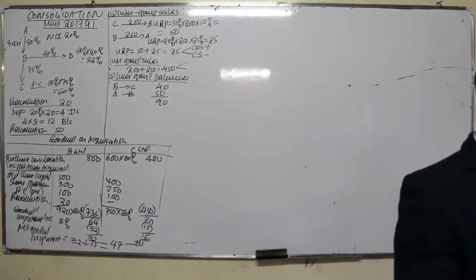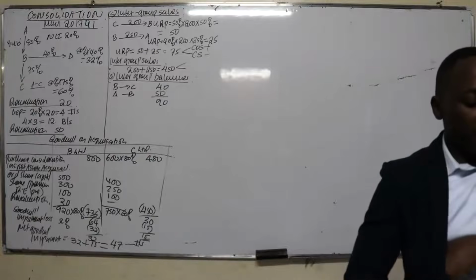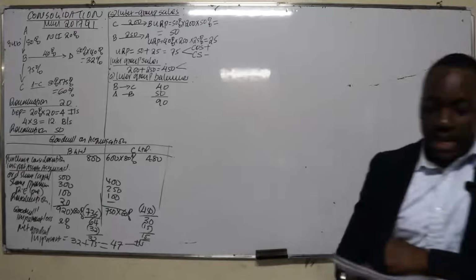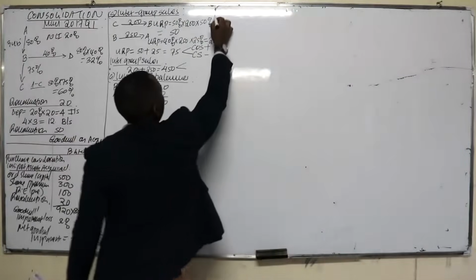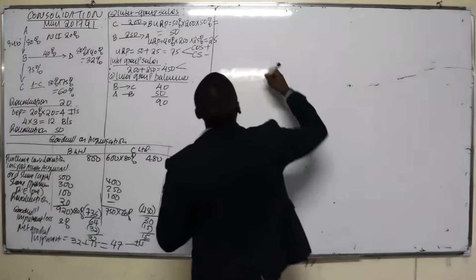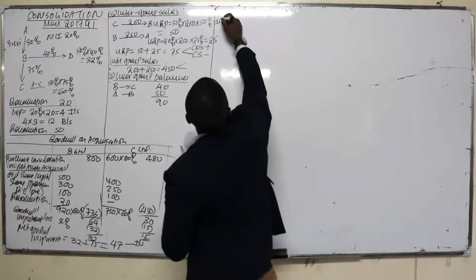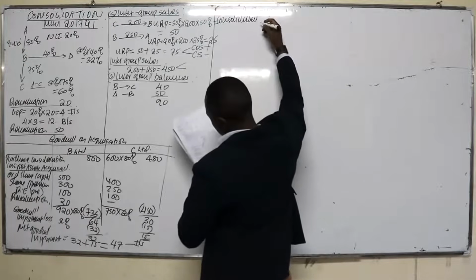Required: consolidated income statement for the year ended 1st March 2017. And then number B, consolidated statement of financial position as at 1st March 2017. So consolidate that. The parent company is A, so it's A Group. Consolidated income statement.